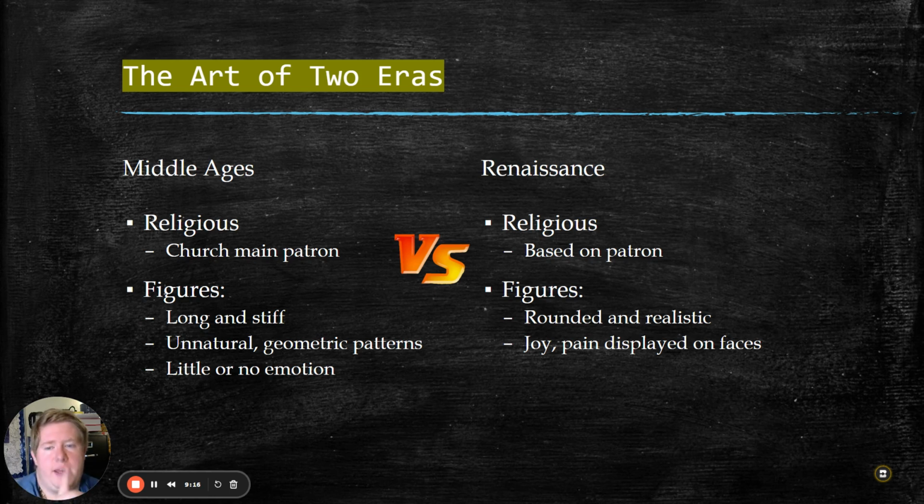So let's compare the two a bit. So the Middle Ages art was, well, both arts were religious, but who was paying for them was different. During the Middle Ages, it was primarily the church, whereas during the Renaissance, it was based on what the patron wanted. The person that was paying you told you what they wanted. Figures in Middle Age art were long and stiff. They were unnatural, like geometric patterns, very abstract, and they showed little to no emotion. Whereas during the Renaissance, their faces were more rounded, realistic. They actually had emotion, joy, pain, sadness. They displayed all of that.